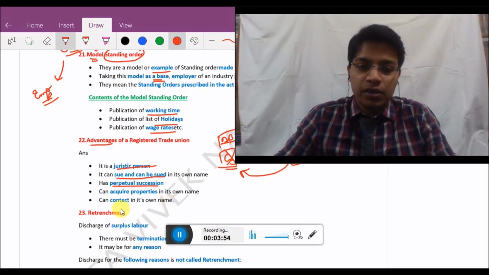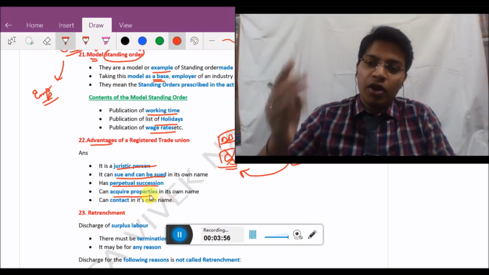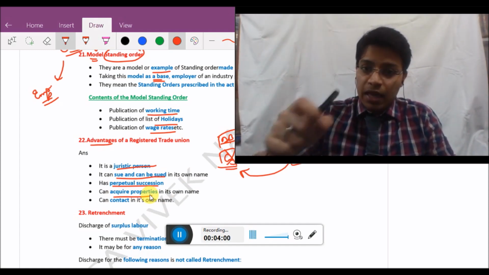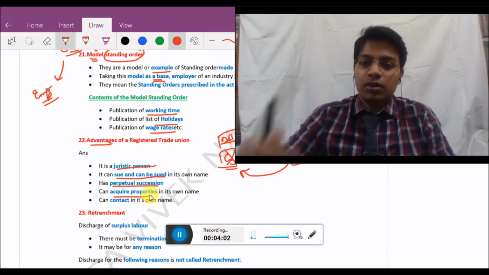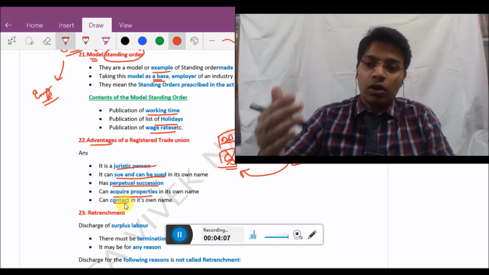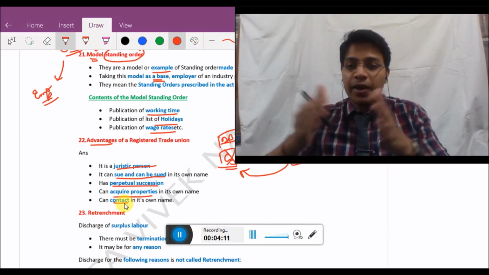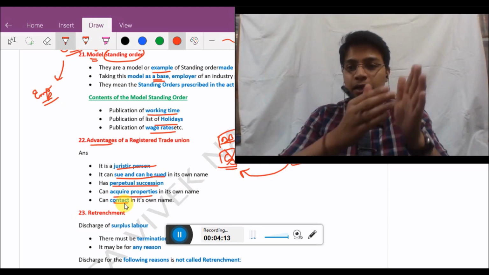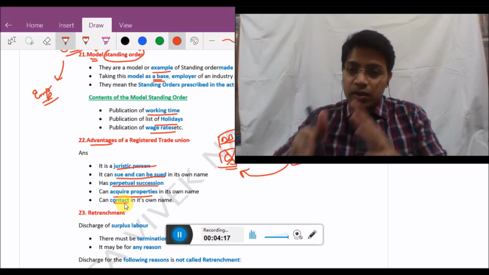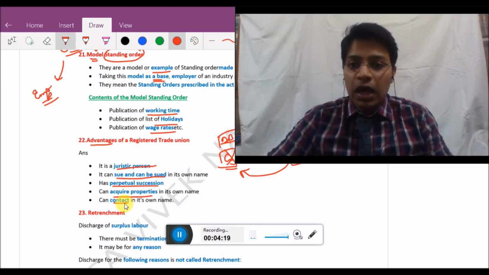Acquire properties in its own name. AB trade union can acquire the properties in its own name. In the title deeds of the properties, AB trade union's name can be mentioned. Can contract in its own name. All the transactions, all the contracts can be done by the registered trade union in its own name. So it has a separate legal identity. The registered trade union is different and its members are different, though the members themselves have formed the trade union.